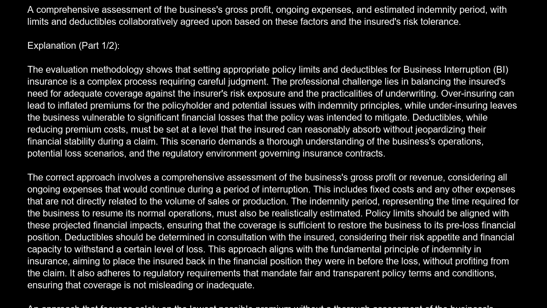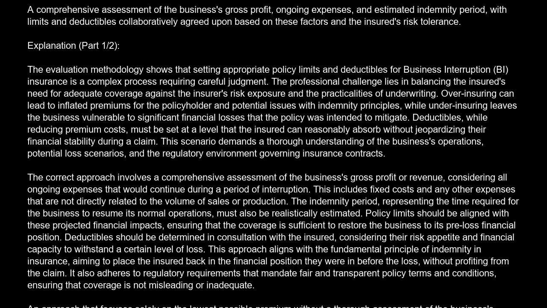Explanation. The evaluation methodology shows that setting appropriate policy limits and deductibles for business interruption insurance is a complex process requiring careful judgment. The professional challenge lies in balancing the insured's need for adequate coverage against the insurer's risk exposure and the practicalities of underwriting. Overinsuring can lead to inflated premiums for the policyholder and potential issues with indemnity principles, while underinsuring leaves the business vulnerable to significant financial losses that the policy was intended to mitigate. Deductibles, while reducing premium costs, must be set at a level that the insured can reasonably absorb without jeopardizing their financial stability during a claim.